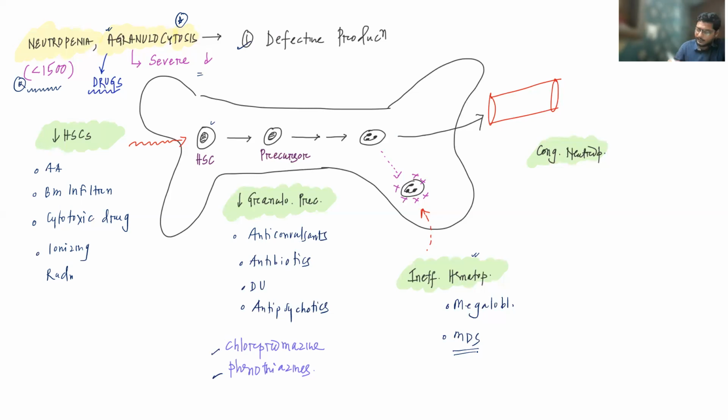Okay, and there are certain congenital neutropenias like Shwachman-Diamond syndrome, shortly known as SDS. Then there is something known as Pearson syndrome.